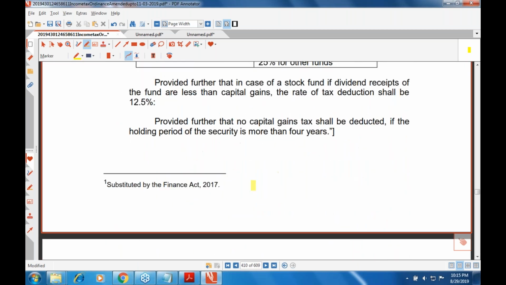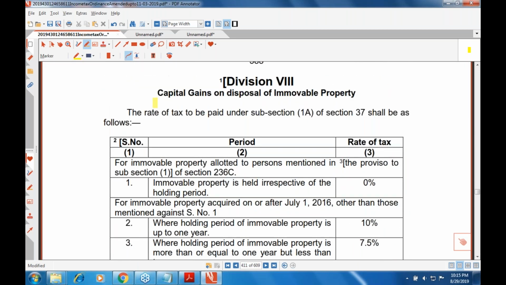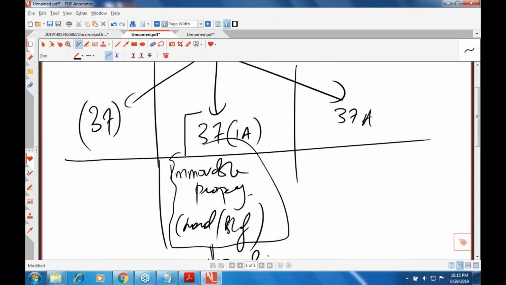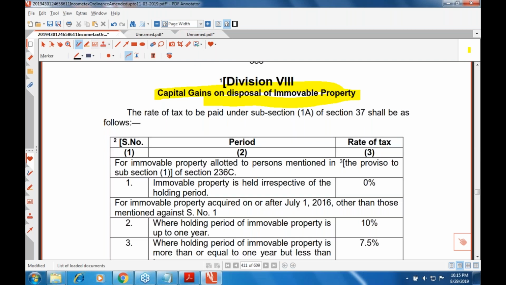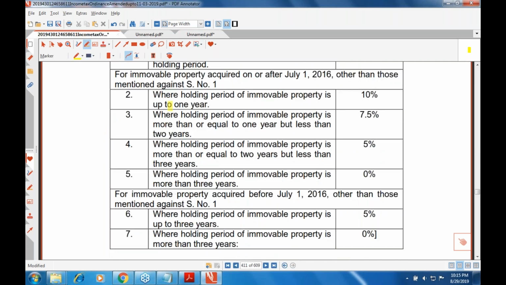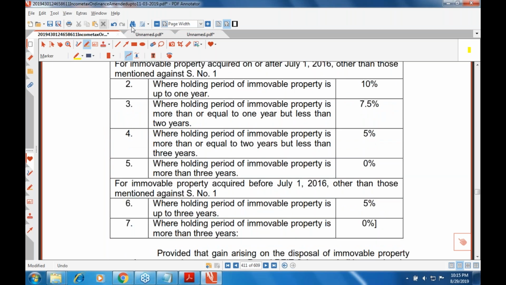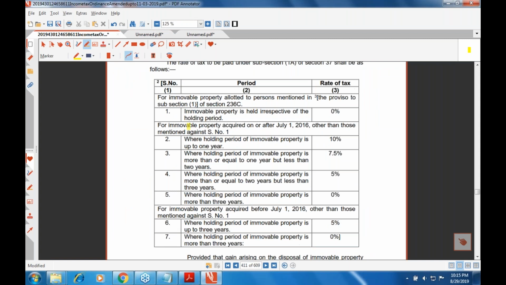Here it is, the capital gain on disposal of immovable property. This is about section 37 1A. As I mentioned, section 37 1A is one of the taxes with different tax rates. What exactly are the various tax rates for these different types of holding period? Let's try to understand them.